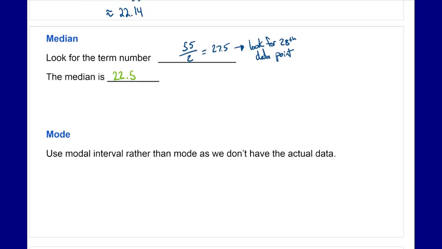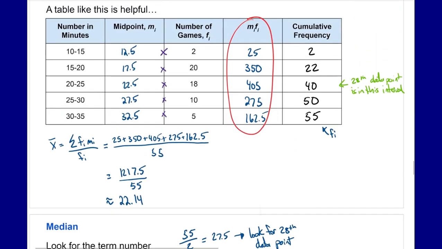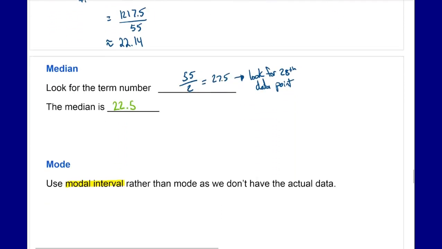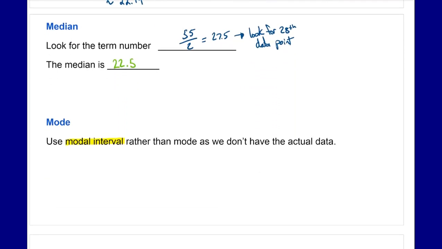Finally, for the mode, again, we're using the modal interval instead because we don't have the actual data. We don't know the actual data point. We're not going to say that the midpoint is our greatest value. What we can do though is say, which one has the highest frequency? Well, that would be the 15 to 20. So 15 to 20 is the modal interval.